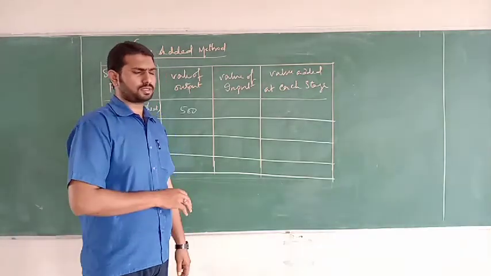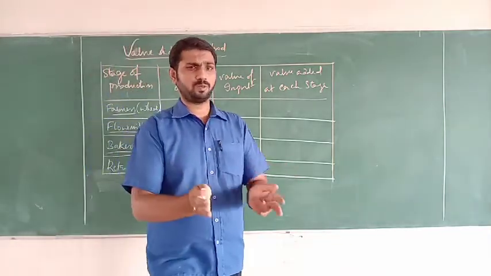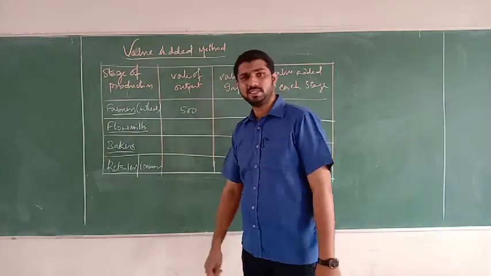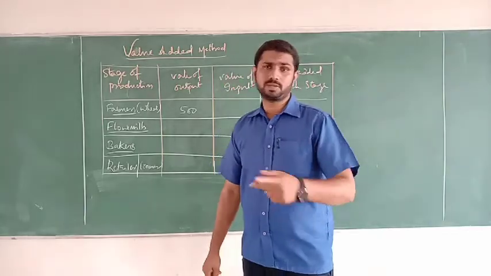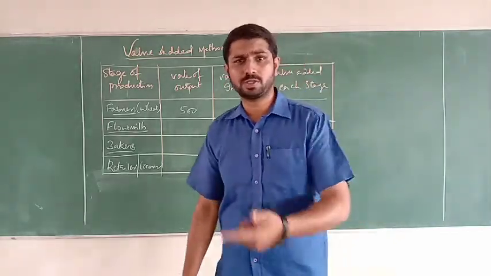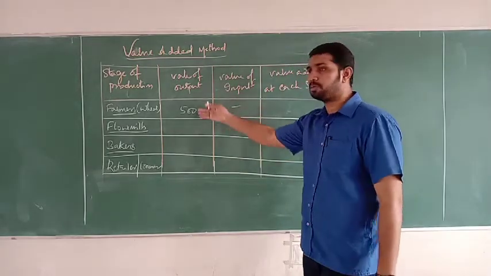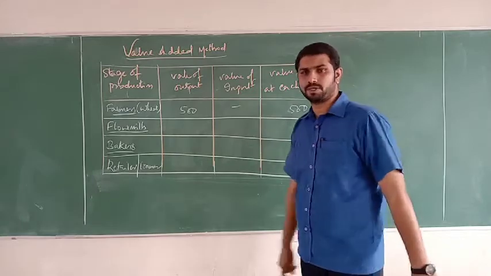Now coming to the first stage, when the farmers produce some wheat, the wheat is supplied in the market at rupees 500. This 500 includes the margin as well as the cost engaged with the production of wheat, and there is no need of input, because the output produced by the farmers is directly considered as 500 rupees.